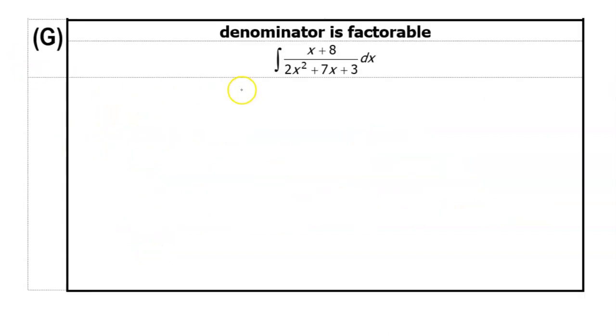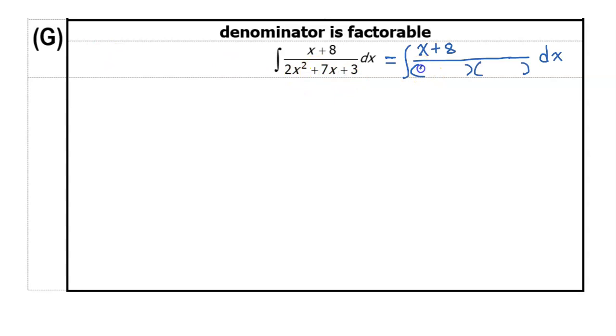Will we use partial fractions to help us integrate this example? First of all, the degree of the denominator is greater than the numerator, so maybe. Will normal u substitution work? If we let the denominator equal u, then u prime is going to equal 4x plus 7. This will not cancel out the x in the numerator, so normal u substitution will not work. We will use partial fractions as long as the denominator is factorable.